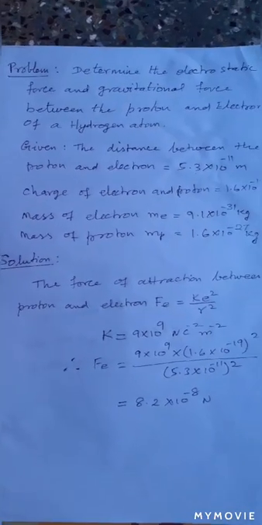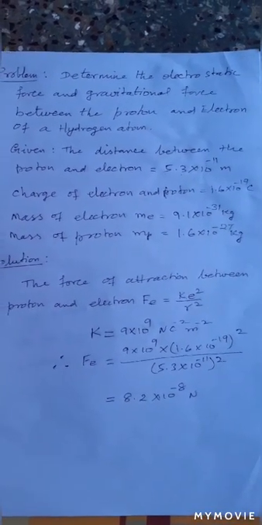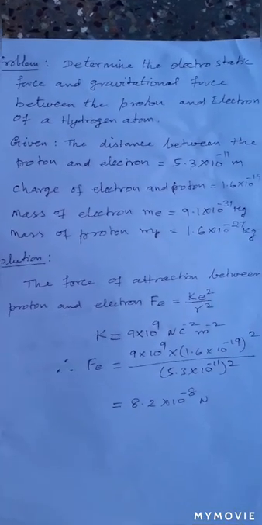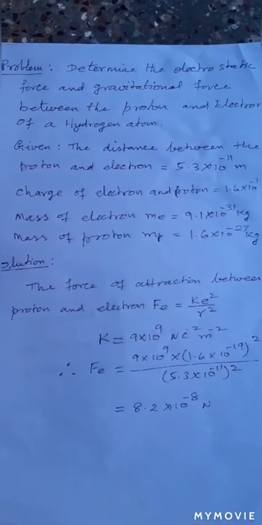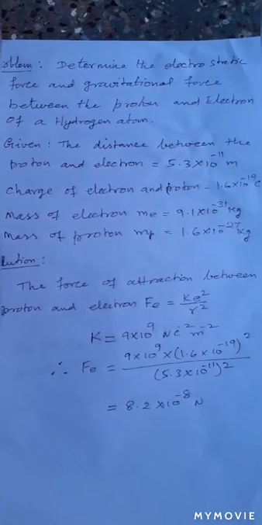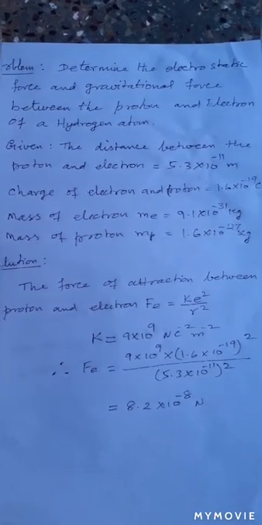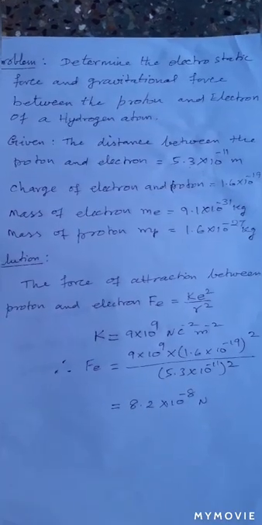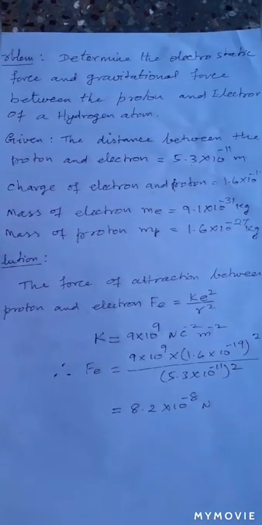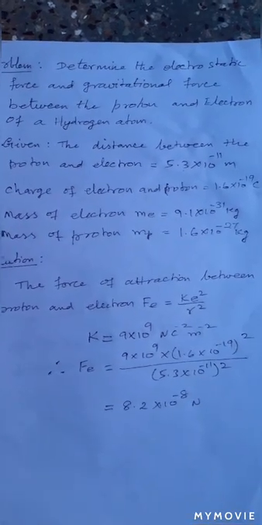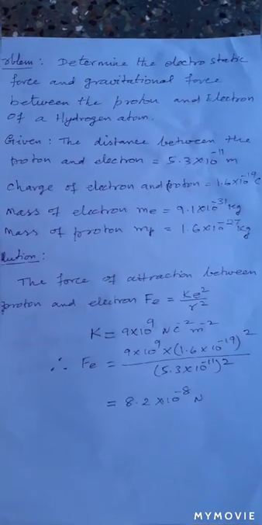The force of attraction between proton and electron, because both are opposite charges. Electron has negative charge and proton has positive charge. Therefore, opposite charge will have force of attraction. Therefore, the force of attraction F is equal to Ke²/R².